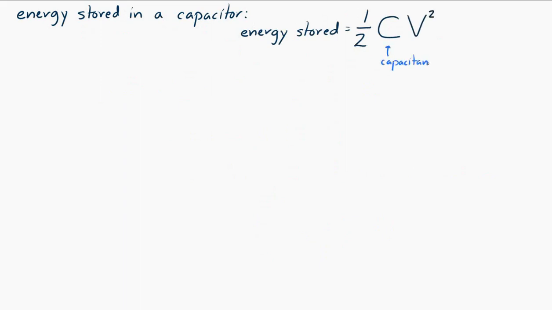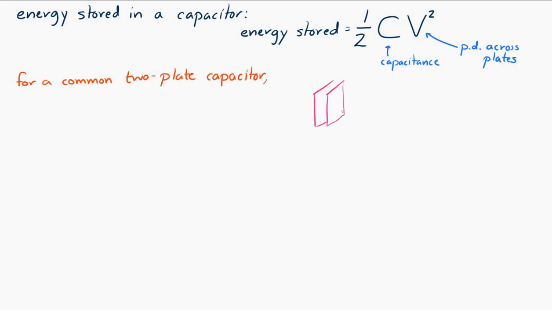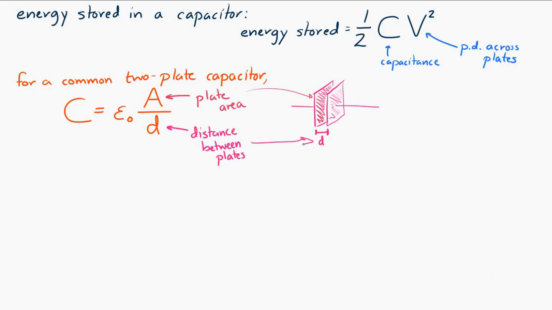We can write down the energy stored on a capacitor this way. The energy stored is equal to 1/2 CV squared, where C is the capacitance of the capacitor, and V is the potential difference across the plates. Now, if we have a regular capacitor made out of two parallel plates with vacuum between them, the capacitance is given by this expression: C is equal to epsilon naught A over D, where A is the area of a plate, and D is the distance between the two plates. Epsilon naught is a constant known as the permittivity of free space. It's in your data booklet.